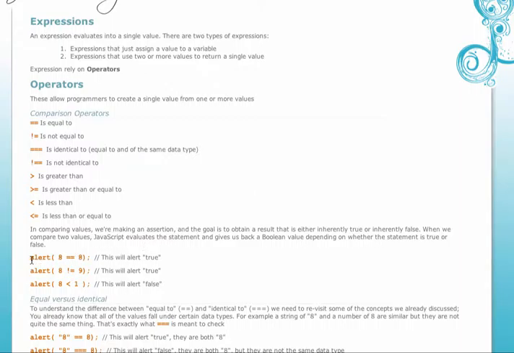So for instance, if we set an alert to 8 equal 8, that will evaluate as true. So will 8 is not equal to 9. And if we run 8 less than 1, that will give us an alert of false.